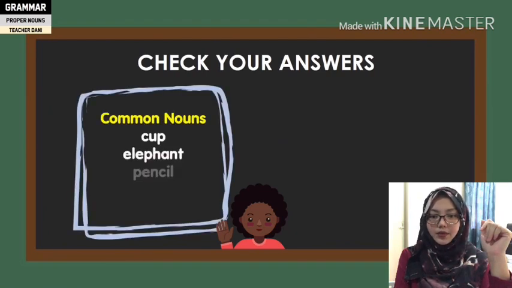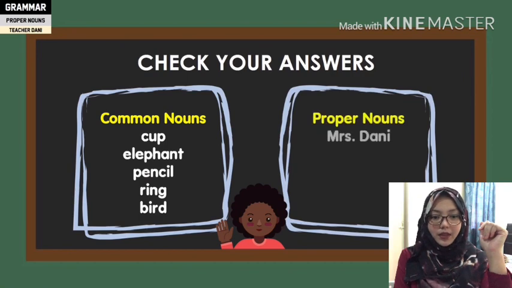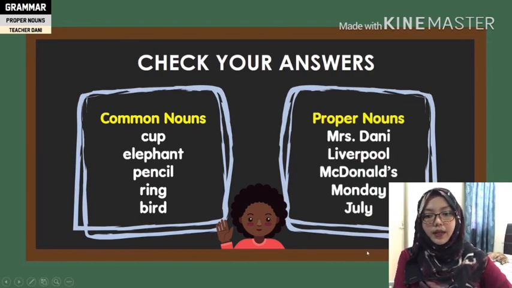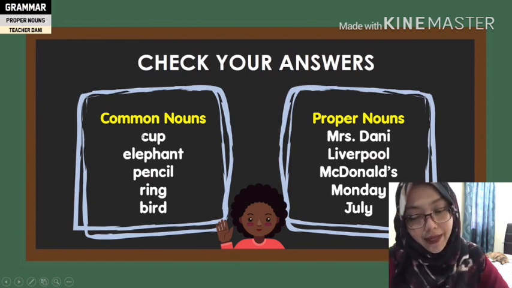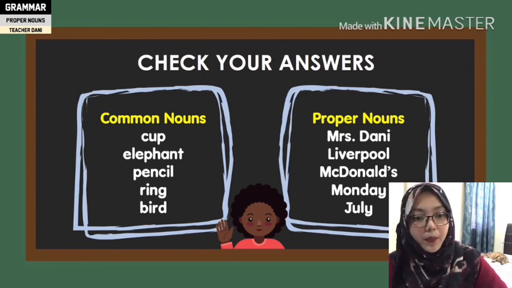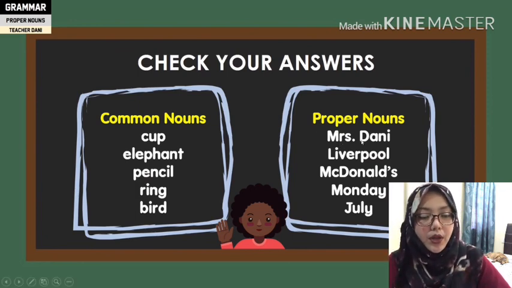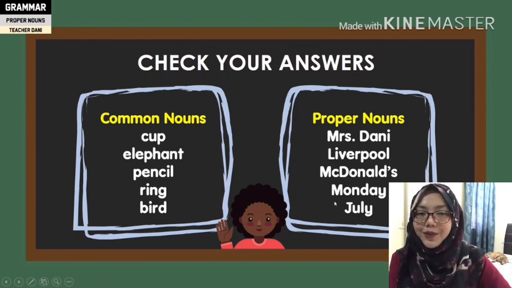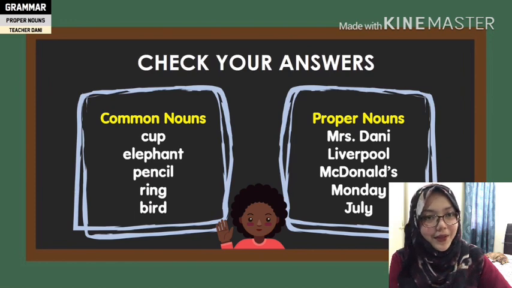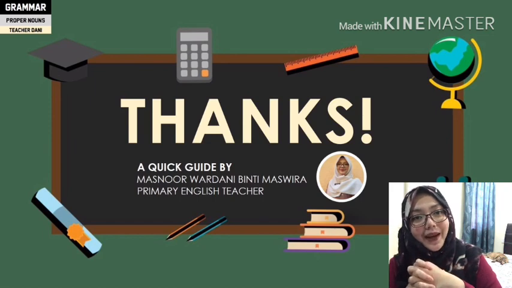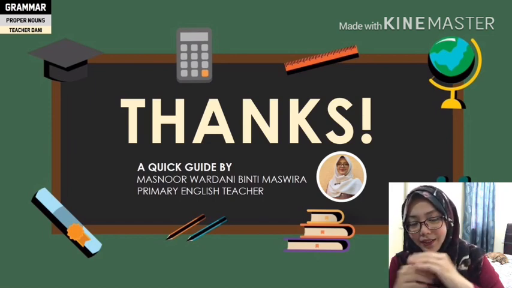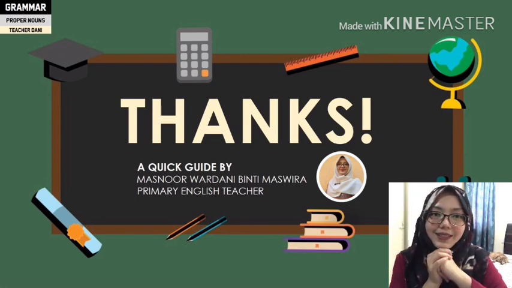Look at the common nouns and look at the proper nouns. Okay, do you notice that in all the common nouns, the sample answers given here are not in capital letters, but they are in small letters. Meanwhile, the proper nouns, Mrs. Dani, Liverpool, McDonald's, Monday, and July, the sample answers given here, they are all in capital letters. So I hope you still remember the grammar rules for proper nouns. That will be all from me for this grammar 2 lesson. I hope we'll meet again for my grammar 3 lesson, which is going to be a little bit higher than proper nouns. So see ya!